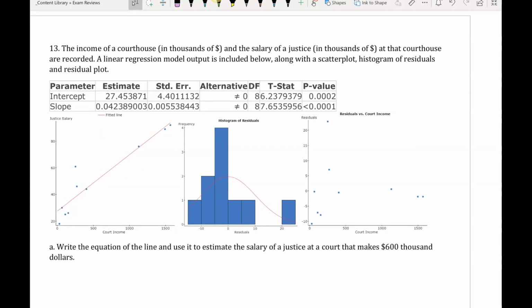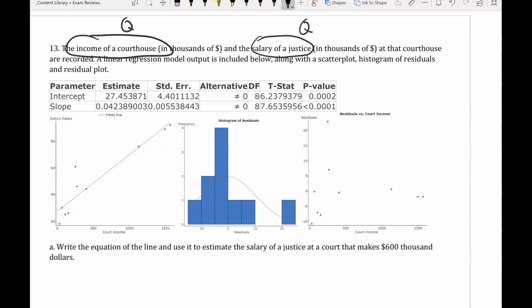Well, this at least is some good work here for number 13. We look at this totally different kind of work that we would be doing. Number 13 says the income of a courthouse and the salary of a justice at the courthouse are recorded. Notice that the income is a quantitative variable, and the salary of a justice is also a quantitative variable. So what we're looking for is a relationship between two quantitative variables.